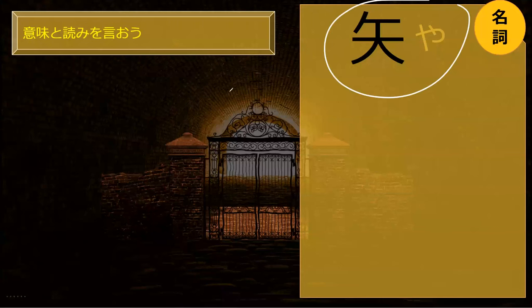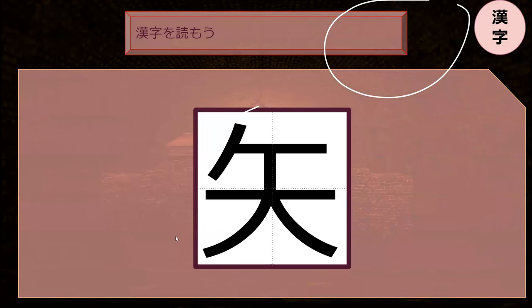Do you know what ya is? Ya is an arrow. Yeah, it's an arrow. And you already know that kanji now. Let's go read the sentence. Ya no yoni, like an arrow, tobidashita hikari wa aoi ao midori da. Right, the light dashes out like an arrow and is blue green.